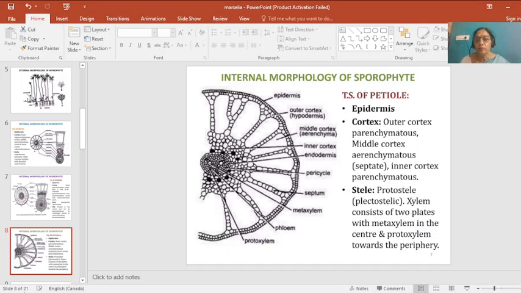Inner to this is present the endodermis, which is the limiting membrane of the cortex, and then starts the pericycle, which is single layered, and then the stele is protostele, which is plectostele. It means the xylem consists of two plates, where metaxylem is in the center and the protoxylem towards the periphery, and the phloem is surrounding the xylem.